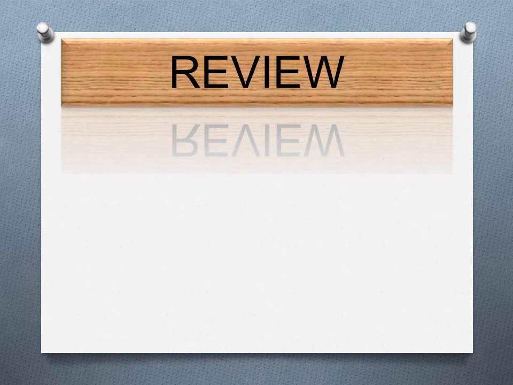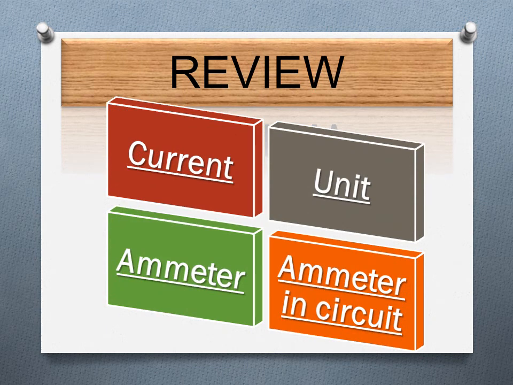Let us have a review of the lesson. In this lesson, we have studied current, its unit, the ammeter and the position of the ammeter in a circuit. Current is the flow of electrons through an electrical circuit. The unit of current is the ampere and it is represented by the letter A. The ammeter is the device used to measure electrical current in an electrical circuit. The ammeter has a positive and a negative connector which should be attached to the anode and the cathode of the battery respectively. The ammeter could be placed at any position in an electrical circuit because the current flowing through the circuit is always constant.